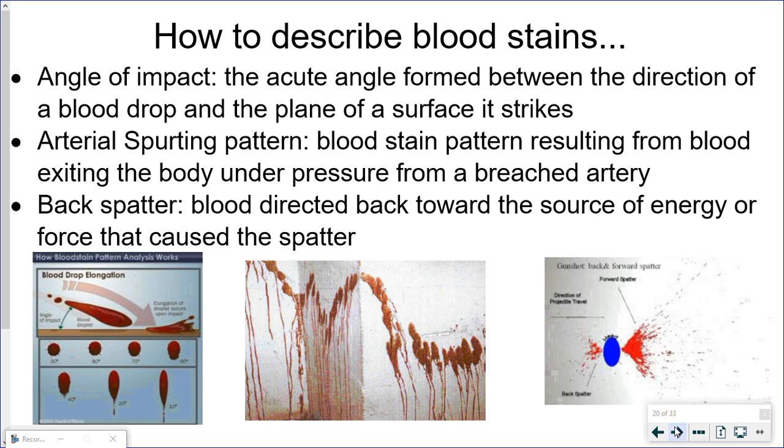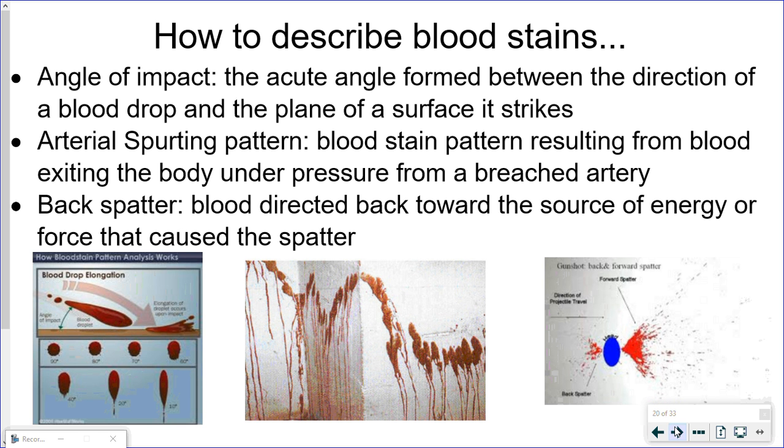It looks at the acute angle formed between the direction of the blood drop and the plane of a surface it strikes. So by the shape of the blood drop, you can actually tell what angle it hit at and where it came from. So that's the image in the bottom left. As you'll notice, as that angle gets smaller, the blood drop starts elongating.